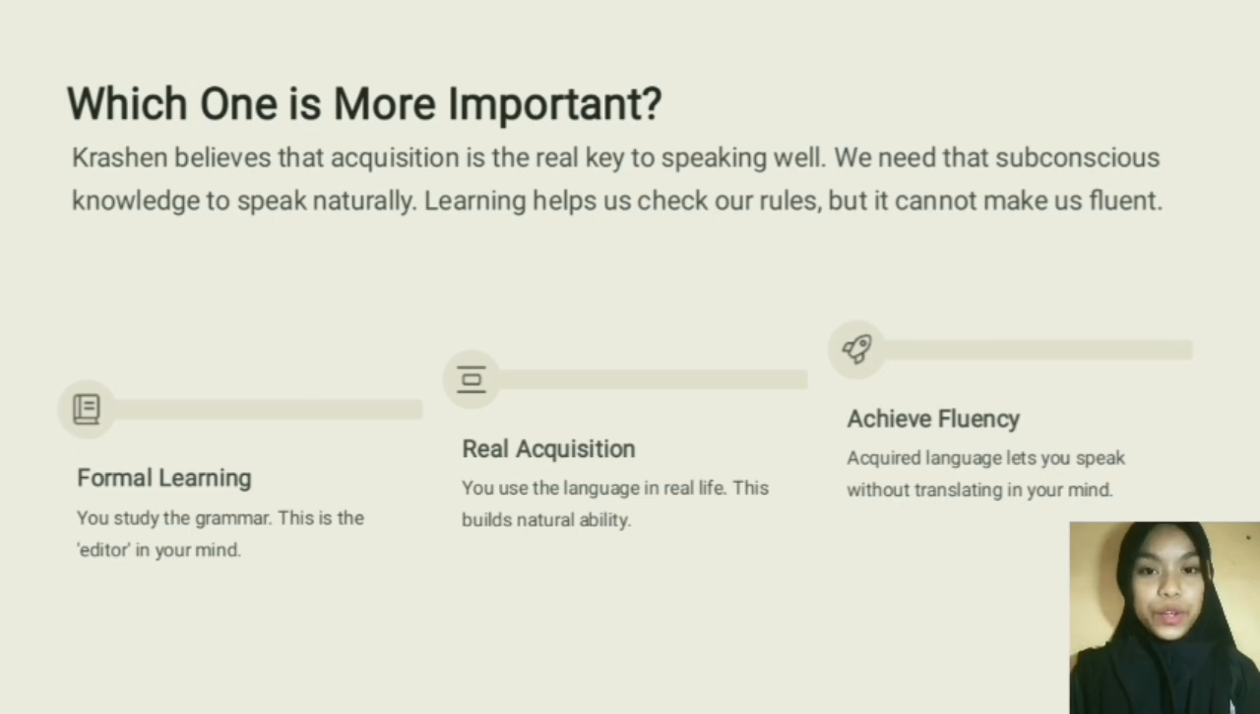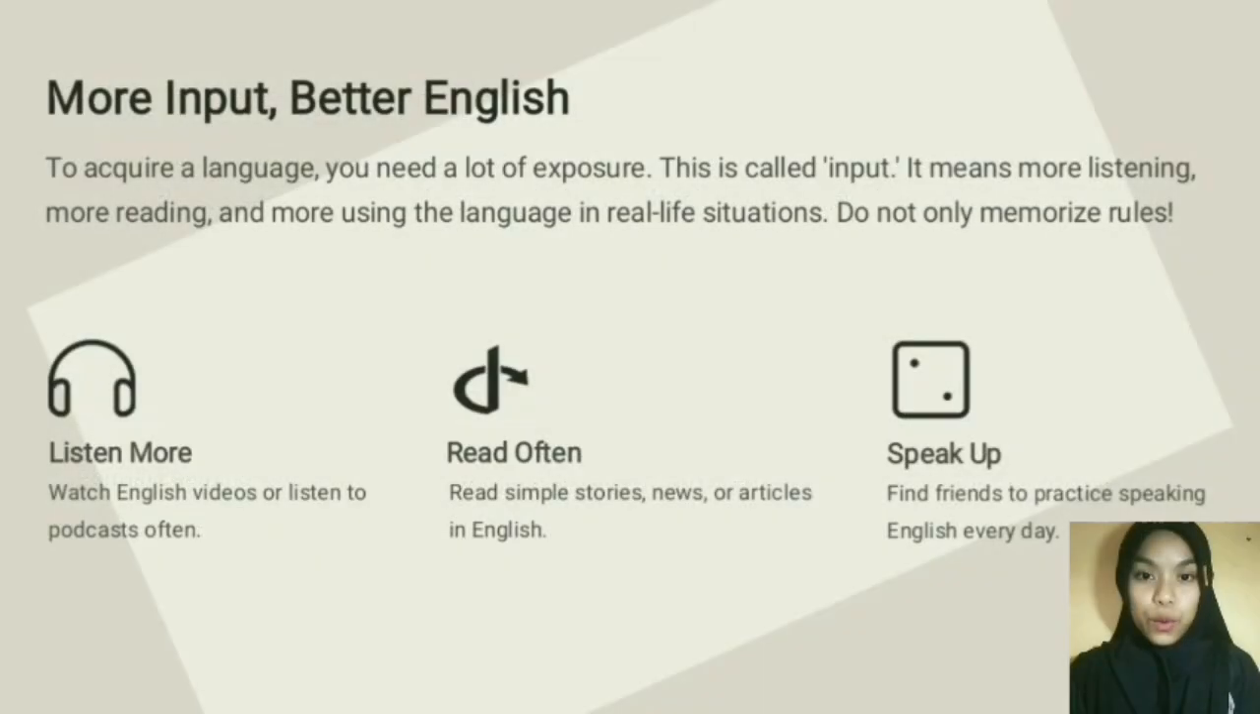Now, which one is more important? Krashen believes that acquisition is the key to speaking fluently. Learning only helps us check the rules, but if we never practice, we cannot speak naturally. So, to really use the language, we need more acquisition, like more listening, more reading, and more speaking practice.